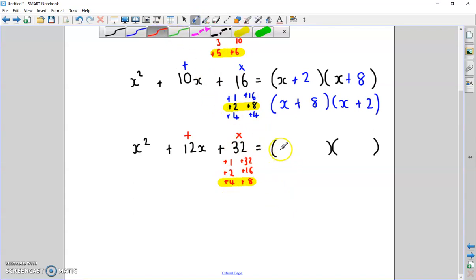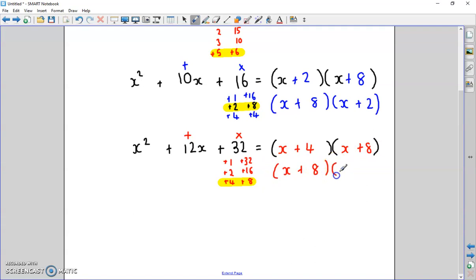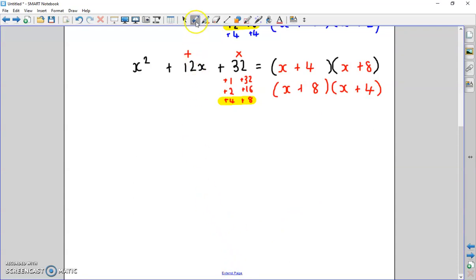So in my brackets, x plus 4 and x plus 8. Or the other way around, x plus 8, x plus 4. Okay? They get more difficult when they have minuses in.